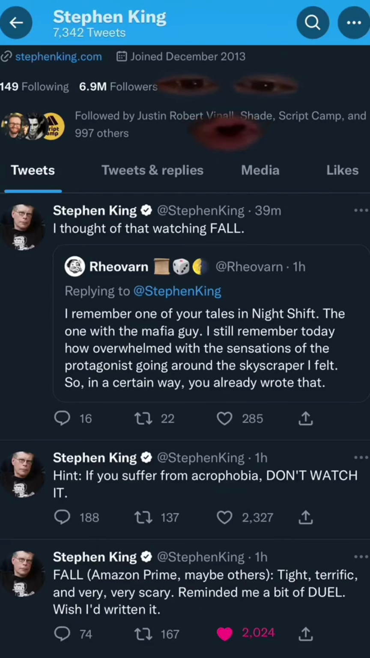First thing this movie did right is it has a great script. It never lets up. It's really phenomenal, and you don't have to take my word for it. You can take Stephen King's word for it. He says it's tight, terrific, and very, very scary. Reminds me a bit of Duel, which is the movie that launched Steven Spielberg's career. And King says, wish I'd written it. That's pretty high praise.